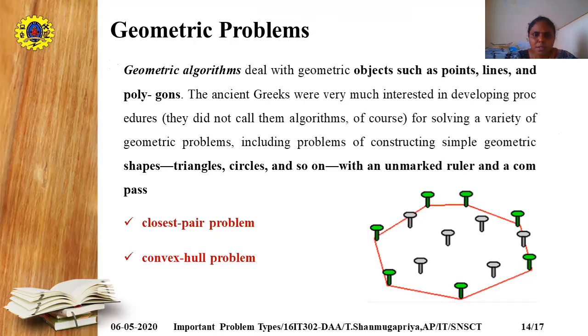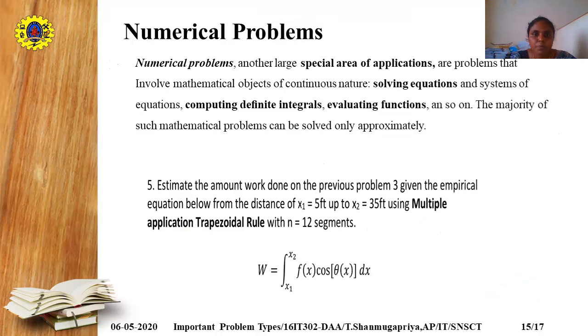Geometric problems depend upon lines, points, and polygons. They involve simple geometric shapes such as triangles, circles, and so on, with an unmarked ruler and compass. These geometrical problems include the line segment problem using the closest pair and the convex hull problem. These are the problems we discussed under this important type. Numerical problems involve solving equations, computing definite integrals, and evaluating functions. There are complex numerical problems available for complex integrals, and some mathematical application problems can be solved using numerical methods. So these are the important problem types.